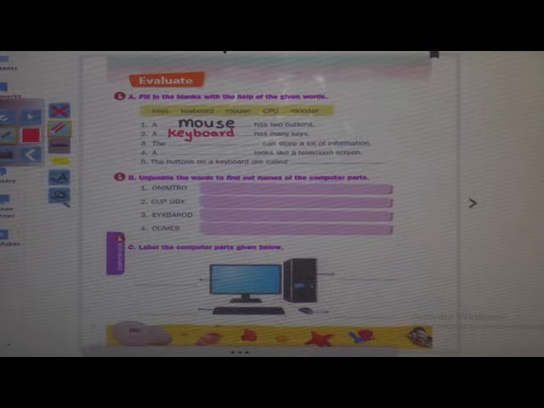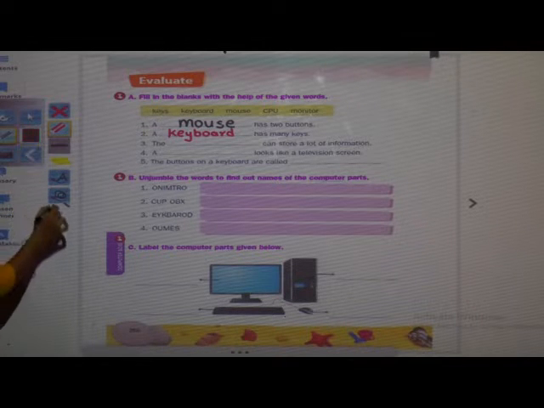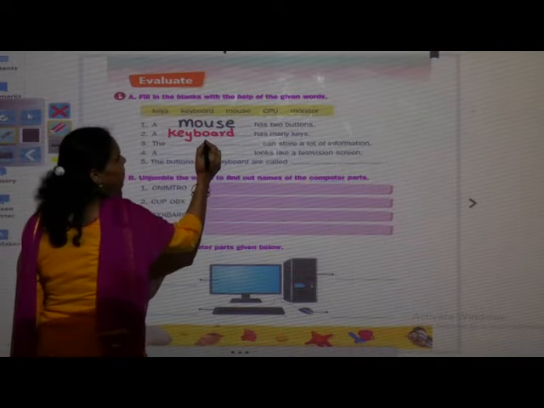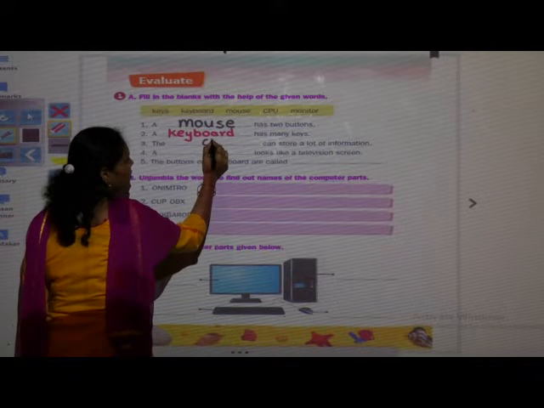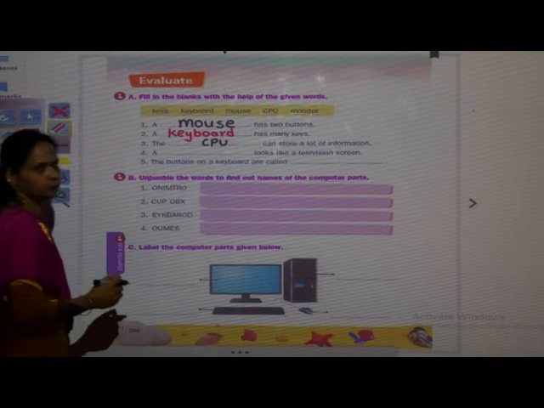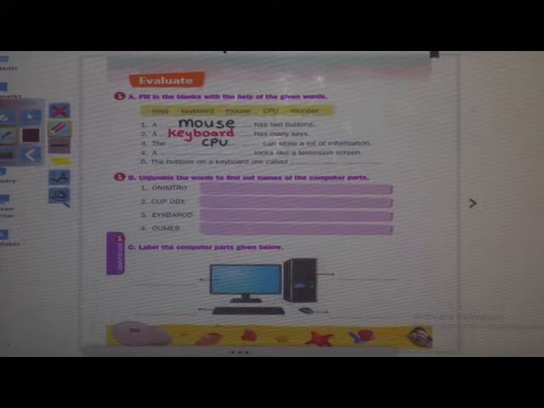Done? Yes. The third one is: the dash can store a lot of information. So where can you store a lot of information? In CPU. So write here CPU. And CPU stands for, yes, Central Processing Unit.